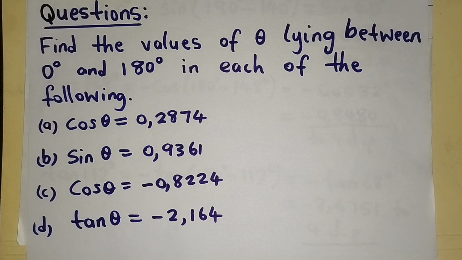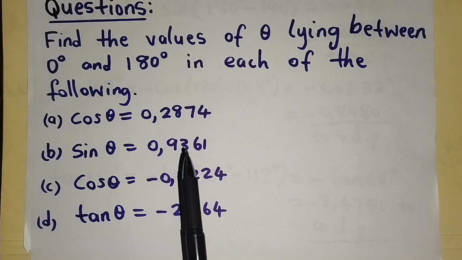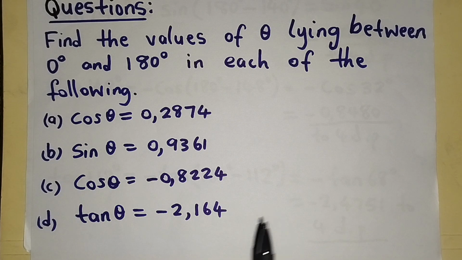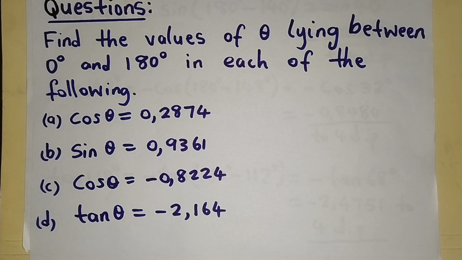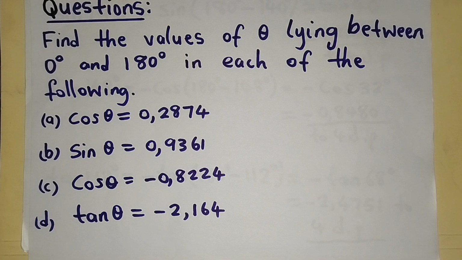Okay, the first question, let's read it. It says find the values of theta lying between 0 degrees and 180 degrees in each of the following. So we want to find the value of theta between 0 and 180 degrees in each of the following. The first one says cos theta equals minus 0.2874, sine theta equals 0.9361, cos theta again equals minus 0.8224, and finally tan theta equals minus 2.164. So let's dive into our solutions.